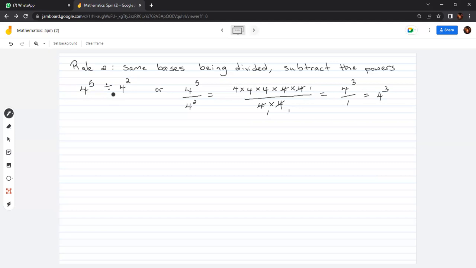Now, instead of doing this, because if you have larger numbers, it could become torturous, once your bases are the same, all you do is subtract the powers. So the powers will be 5 minus 2, and 5 minus 2 is 3. So if they ask you to simplify and you're dividing, all you do is subtract the powers.